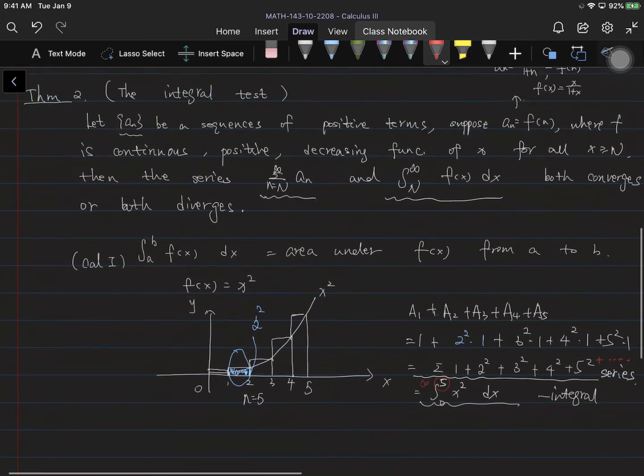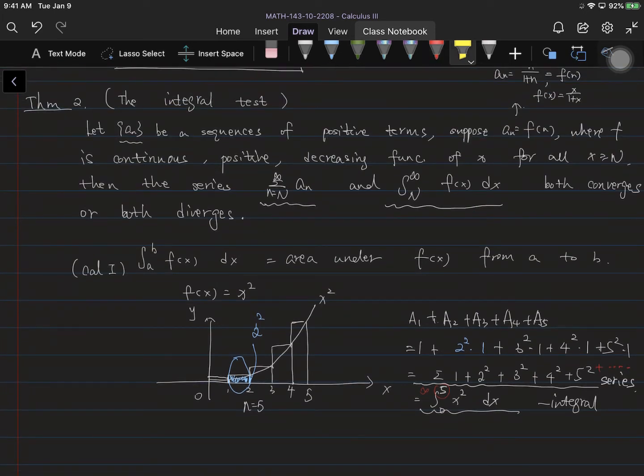And there are several things we need to pay attention to. Let's take a look at the integral test theorem. The first thing: the sequence a_n has to be positive. We cannot have it sometimes positive 1, negative 1. We cannot have an alternating series, something like that. No, it has to be always positive. Okay, the first condition.